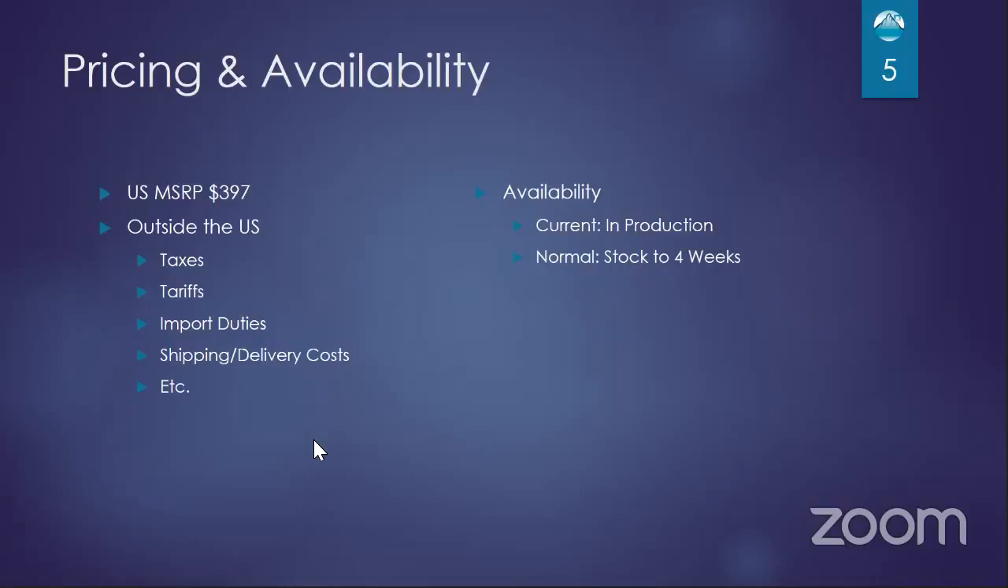So let's get on to pricing and availability. The manufacturer's suggested retail price of the PCO-7121 is $397 in low quantities. And that's US pricing. Outside the United States, of course, there are factors that may affect the landed cost that you might see. Availability, we have a few in stock, and we have stock in the next few weeks. So we should be able to supply quantities very soon.